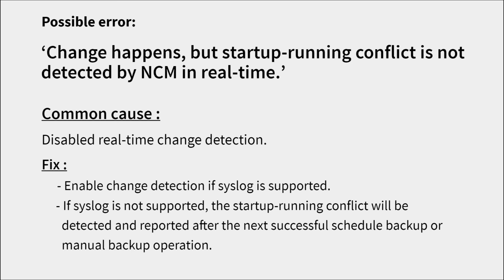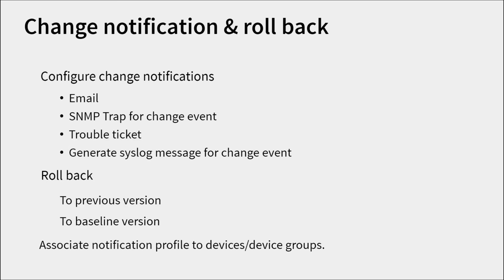Let's move on to change notifications and rollback. So suppose some changes are made in your device. You can still receive notifications about the change. NCM provides change notifications in the form of email, SNMP trap, trouble tickets, and syslog messages. Also, in core devices like Cisco router or firewall, you can roll back configuration to the previous version or to a baseline version.